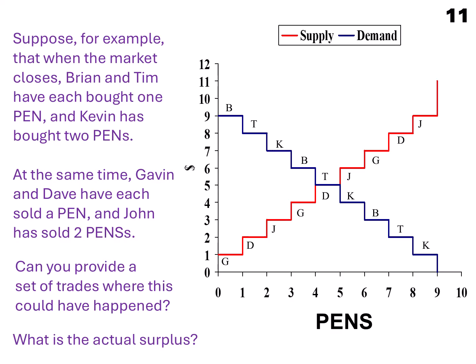Slide 11. Suppose in our market for pens, the market period closes, and we see the following outcomes have occurred. Brian and Tim have each bought 1 pen, and Kevin has bought 2 pens. Furthermore, Gavin and Dave have each sold a pen, and John has sold 2 pens. Can you provide a set of prices and trades that would have generated this outcome? There are many. Take a few minutes to think about an answer.